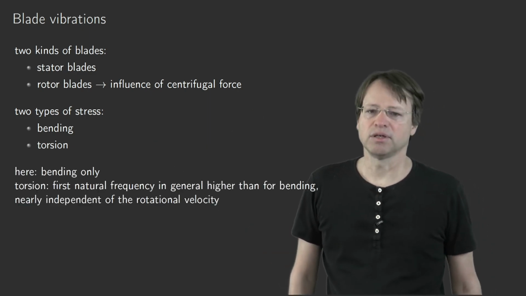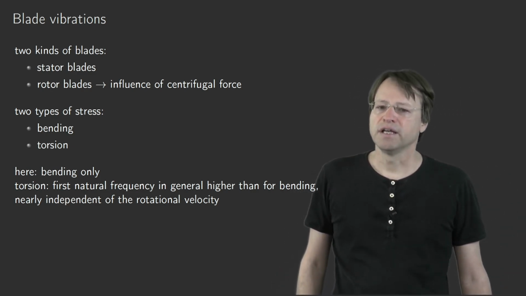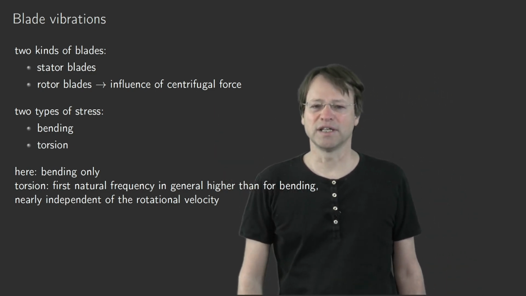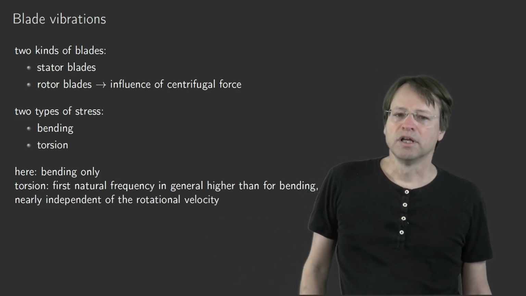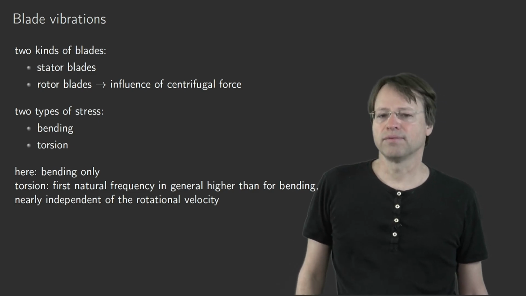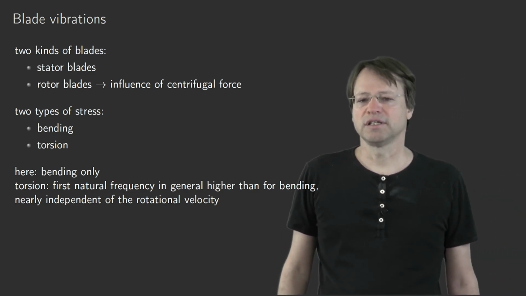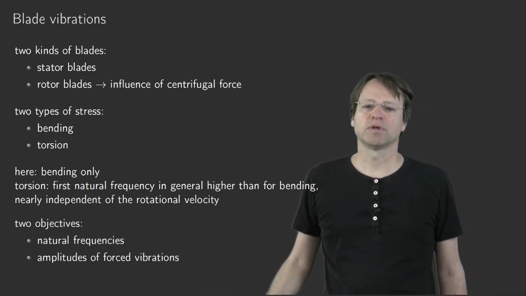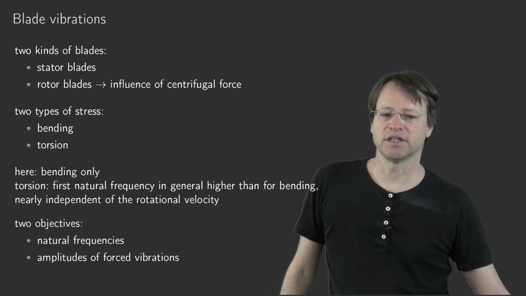The argument is repeated here once again. The torsional frequency, the first natural frequency, is in general higher. It is nearly independent of the rotational velocity. So the answer for rotor blades is already given here. And therefore, they appear only in the fourth video in this series of videos for this chapter. So there are 2 objectives here. The first one is to study natural frequencies. As I said, the first 3 videos will deal with that point. And the last one is then about the amplitudes of forced vibrations, so about external excitation.